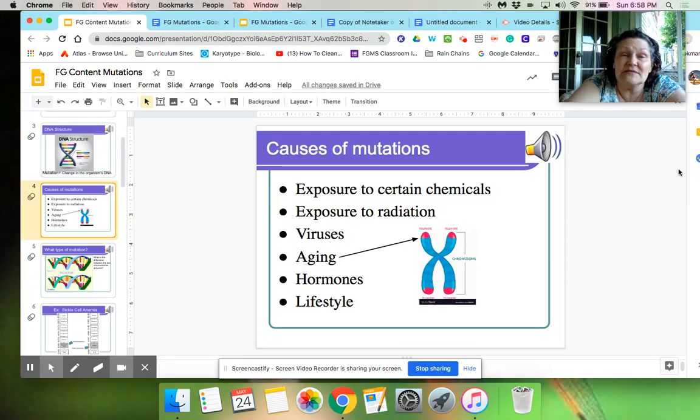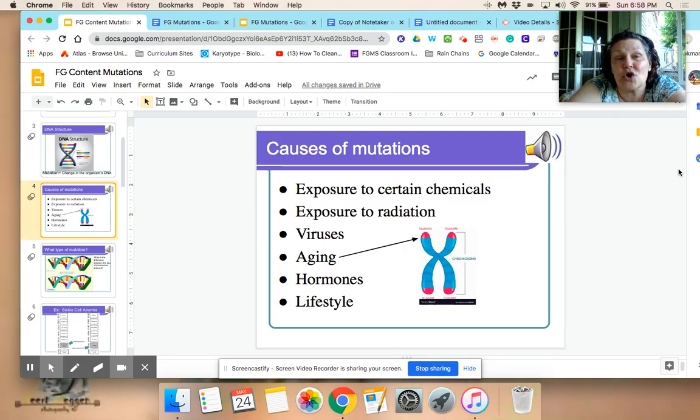I don't think anybody loves bacon more than me. But bacon has preservatives in it called nitrates, and nitrates have also been shown to cause cancer. Okay, so that's one example.